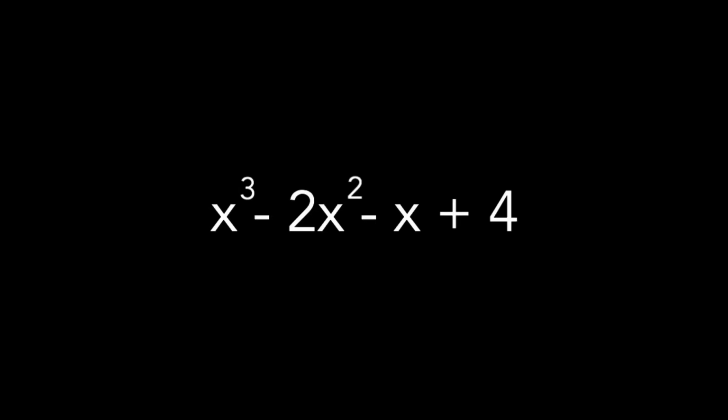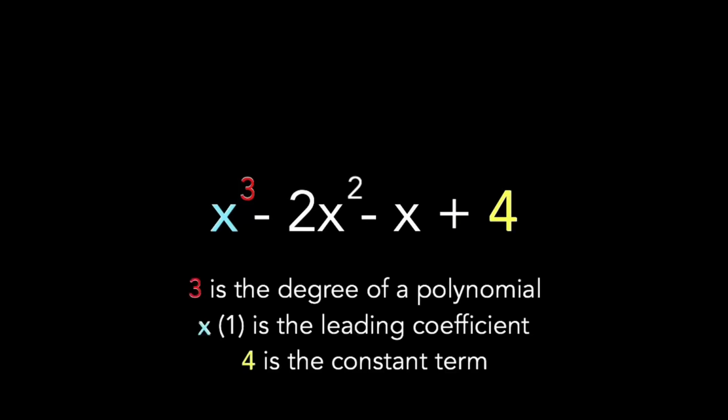Let us now recall the concepts of polynomials. Given the equation x cubed minus 2x squared minus x plus 4, the degree of a polynomial is the highest exponent seen. In this case, it's 3. The leading coefficient is the first term in a polynomial. For this example, it's 1. The constant term is the term without a variable in a polynomial. Number 4 is the constant term.